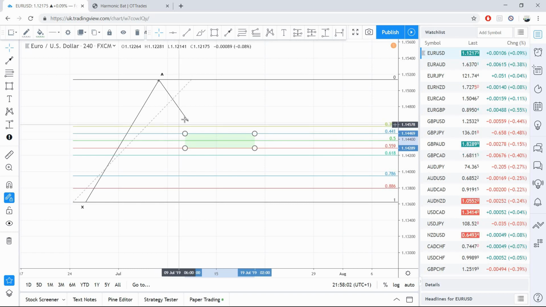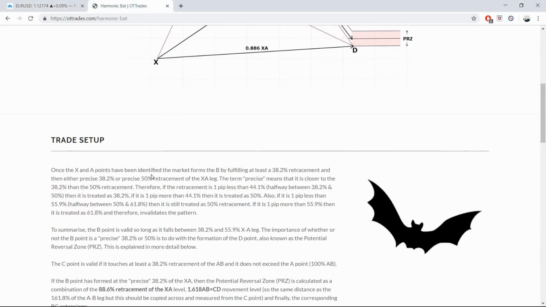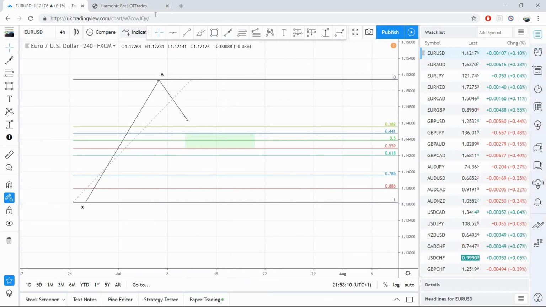Now notice that there's nothing above this 382 because, like we said, it has to fulfill at least a 382 retracement. There's the 23.6 retracement level as well, which we could have up here, but I don't know anyone that uses that level. So 382 is the lowest Fibonacci level that's in common use.